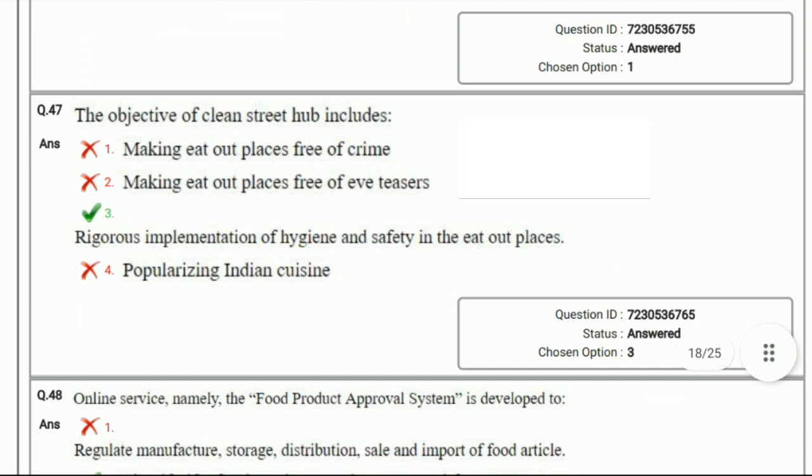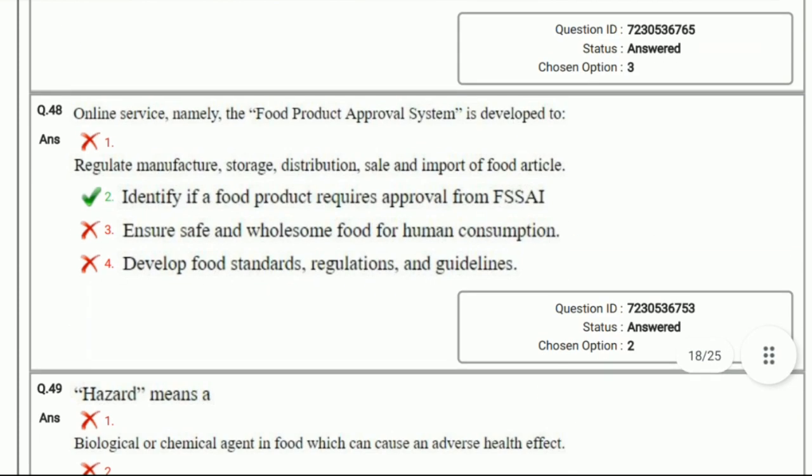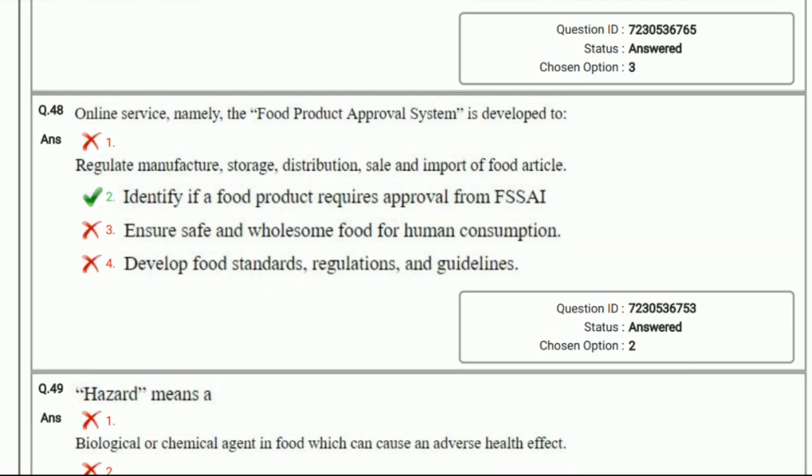Next question, the objective of Clean Street Hub includes. So the answer is rigorous implementation of hygiene and safety in the eat out places. So under this, FSSAI targeted to have good hygienic practices among the street food vendors. Next question, online service, namely the food product approval system, is developed to.